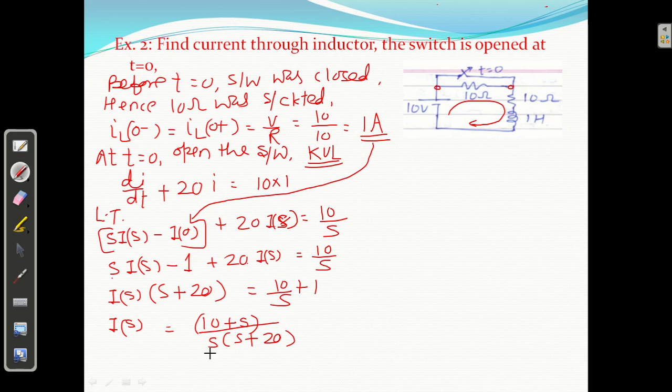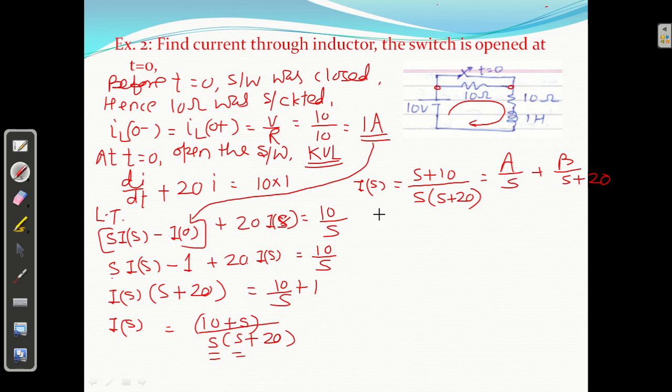So you can say in the denominator, two S terms are there, right? So we have to solve by using the partial fraction method. So I am writing I of S equal to what? S plus 10 upon S times S plus 20, right? Equal to, we have two roots, both are different, so we can write A upon S plus B upon S plus 20. Both roots are different and real.